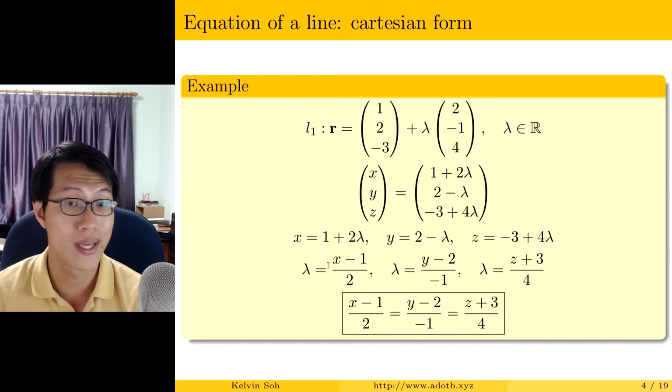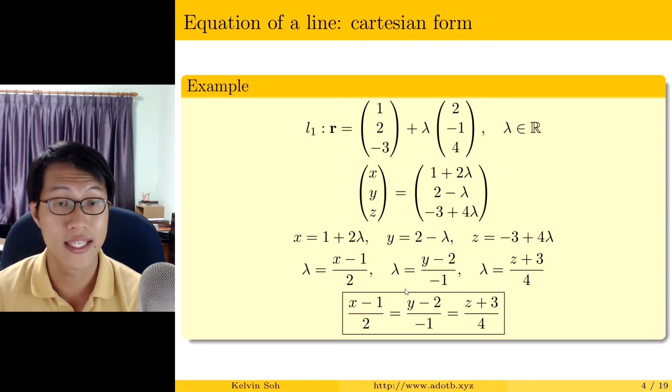So from the first one, lambda is (x minus 1) over 2. From the second one, lambda is (y minus 2) over minus 1. And from the third equation, we have lambda equals (z plus 3) over 4. All these three expressions are lambda, so we can equate all of them, giving us this final equation: (x minus 1) over 2 equals (y minus 2) over minus 1 equals (z plus 3) over 4. And we call this the Cartesian form of the equation of a line.